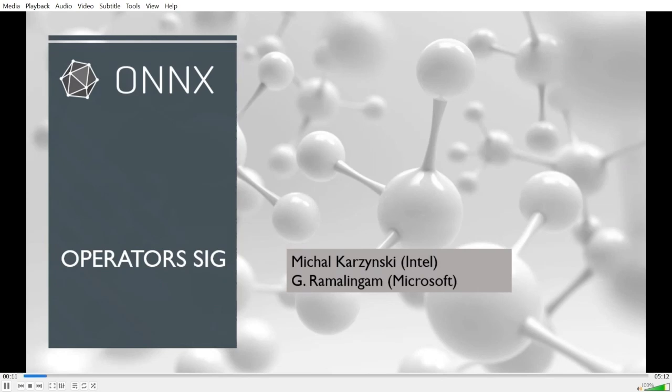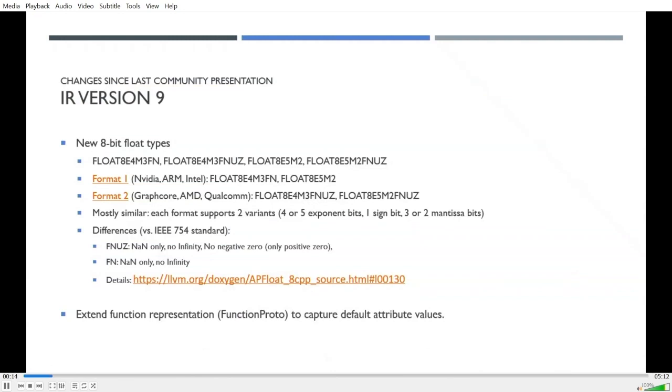Let me start with a summary of key changes over the last year since the last meetup. IR version 9 introduces 8-bit float types. There are 4 variants falling into 2 families, each planned to be supported by various hardware backends. The 2 formats are mostly similar, each supporting 2 variants with either 4 or 5 exponent bits. They all have 1 sign bit, with the remaining 3 or 2 bits respectively used as the mantissa bits.